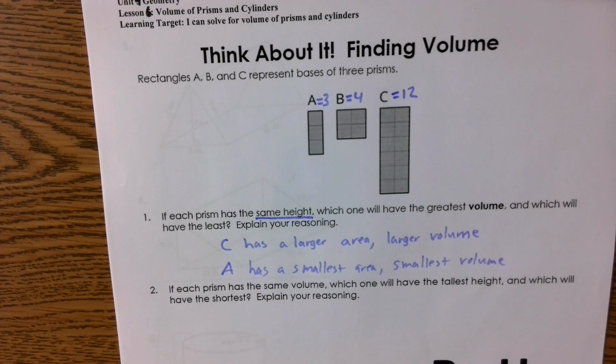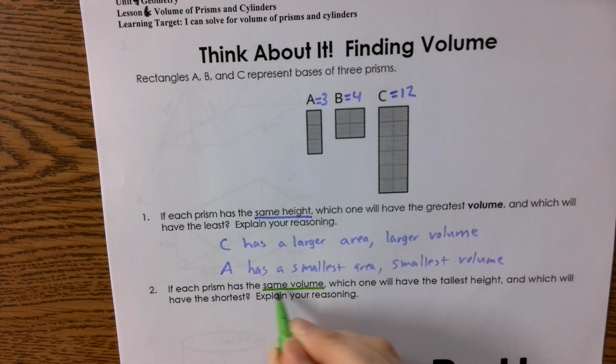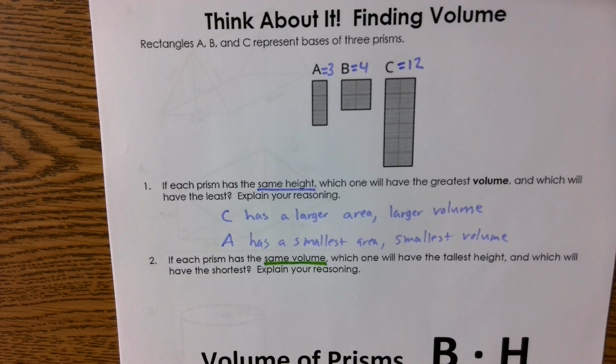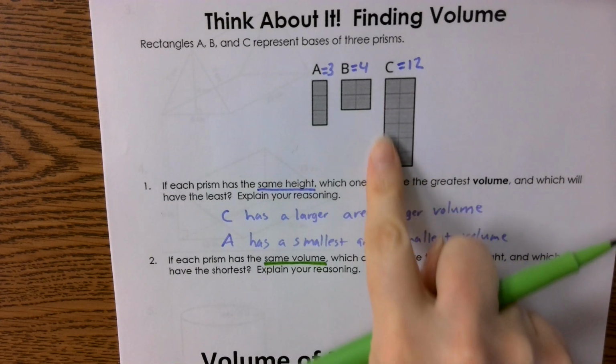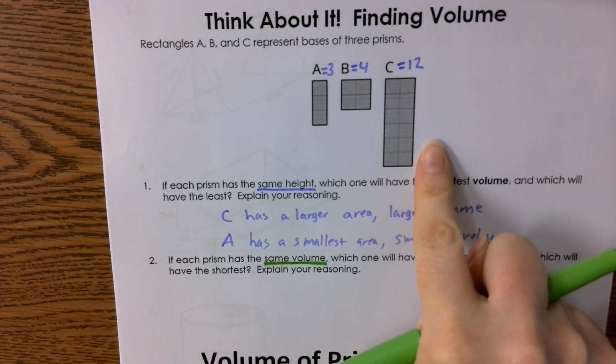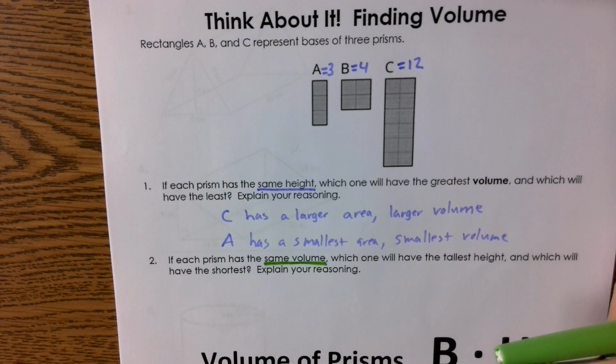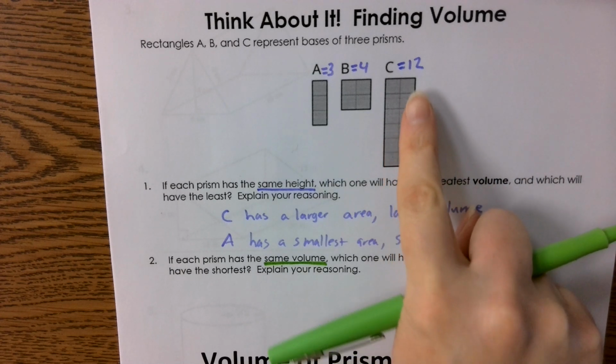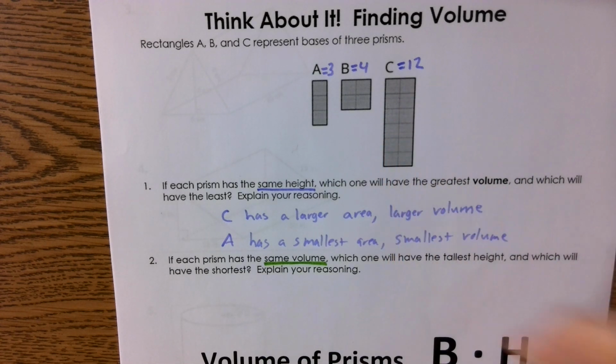Now, if I said that the volume is going to stay the same, so they're all going to have identical volumes of 24 units, then how tall would C have to get? If I said the volume is going to be 24, then what would the height have to be in order to change 12 to a 24? Isaiah? 2, right? It would just have to be 2 times for the height.